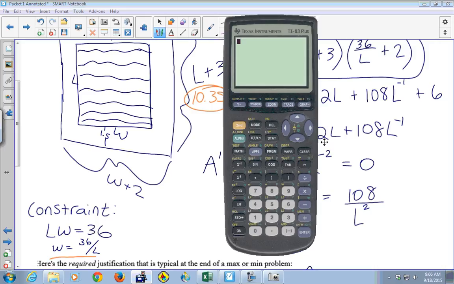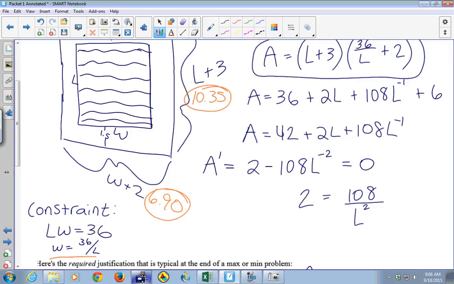Okay, so 36 divided by 7.35 is like 4.89, and then you have to add 2 to it to get the outer dimension. Plus 2, and we get 6.90. So those are going to be the dimensions of the paper that minimize the area.